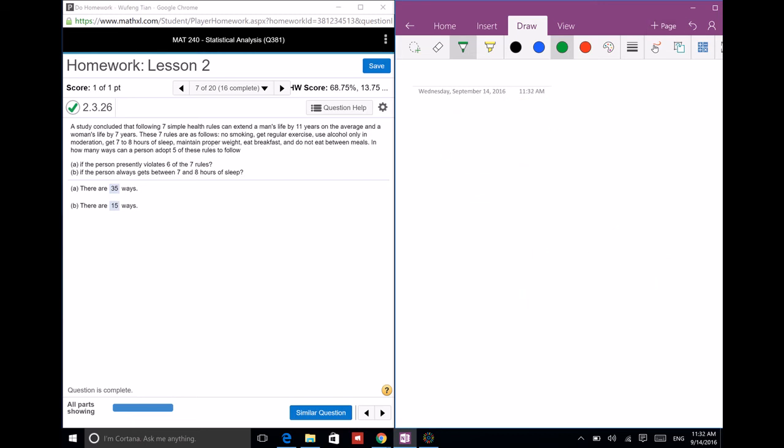If a person gets between 7 and 8 hours of sleep, in part B, it means that person already has 1 rule, so it's been selected. So that one has been fixed. Now we only have 6 rules available, and he needs to choose 4 from the 6. Because a person gets between 7 and 8 hours of sleep, that rule is fixed. You only have 6 rules remaining to be selected.